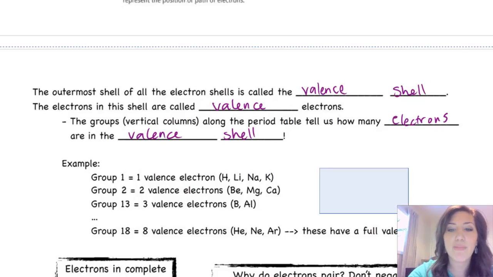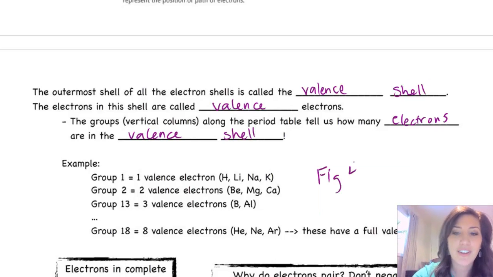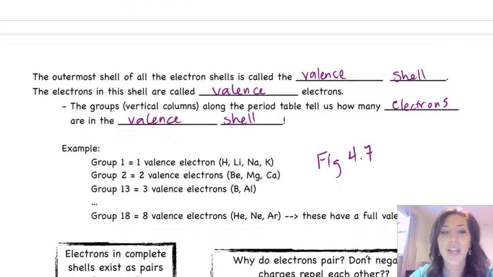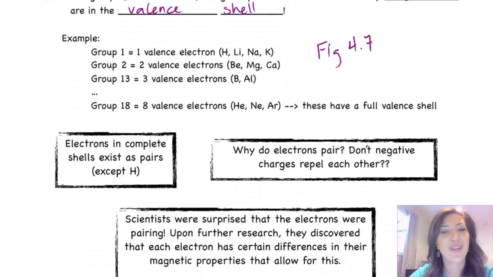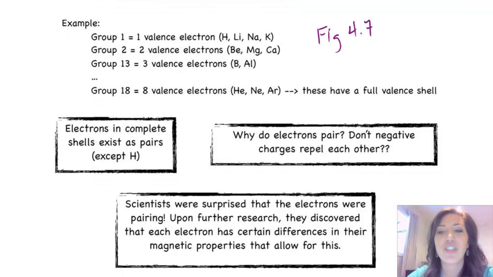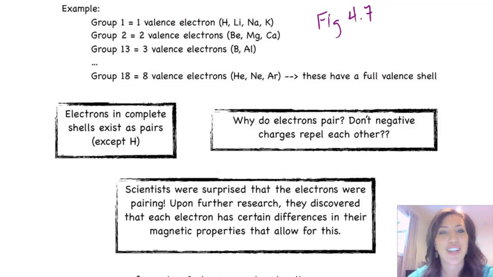Now, when thinking about figure 4.7, we notice that group 1 has 1 valence electron, group 2, 2 valence electrons, group 13, 3 valence electrons, and so on, all the way down to group 18, which are the noble gases that have 8 valence electrons. So the noble gases have a full valence shell. They have a full 8 electrons in their outside shell, except for helium, which has 2 electrons in its outside shell, which is still a full valence shell for helium.